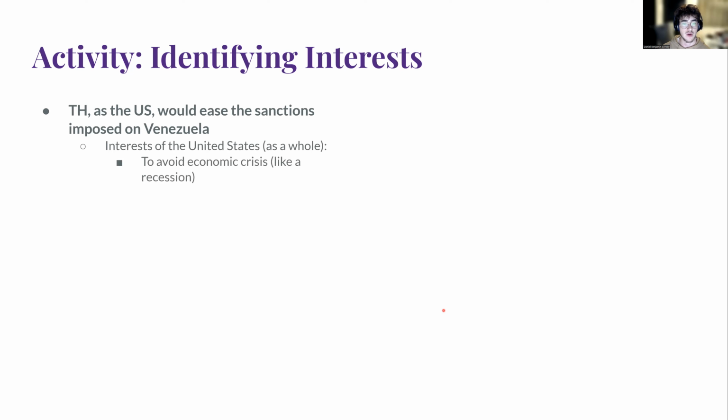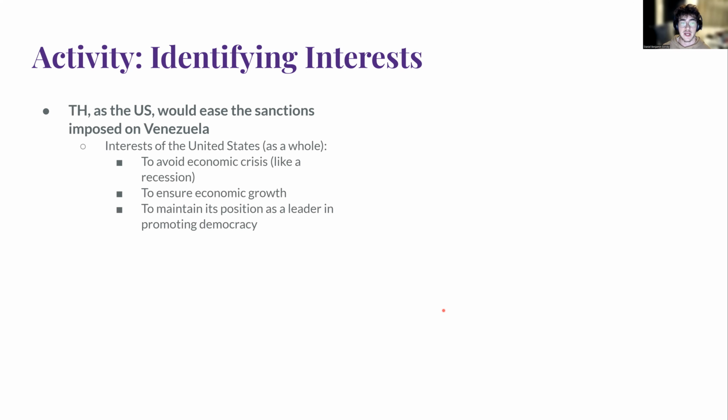One, to avoid economic crisis like a recession. Two, to ensure economic growth. And three, to maintain its position as a leader in promoting democracy. Remember that a country like the United States could have a lot of interests, and that doing the change required by the motion could violate some of those interests while supporting other ones. So it's up to the debaters to decide which of those interests the United States cares about more.